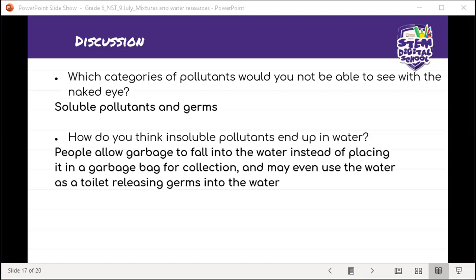So guys, that is also an example of how these insoluble pollutants end up in the water. When you pollute around the beach, you know how the water waves move, right? Sometimes it might end up at a certain point, at other times it is further.